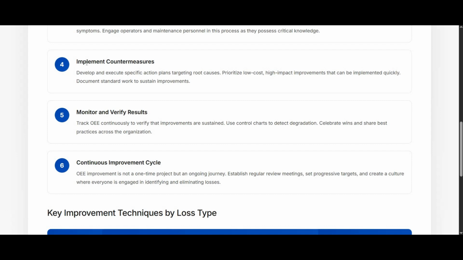You need to make sure improvements actually last. Use trend charts or control charts to check if things stay stable over time. And finally, step 6 is continuous improvement. This is not a one-time task. It's an ongoing cycle. Regular reviews, progressive targets, and a culture where everyone contributes ideas keep the process alive. And that's how you turn OEE improvement from a project into a habit.